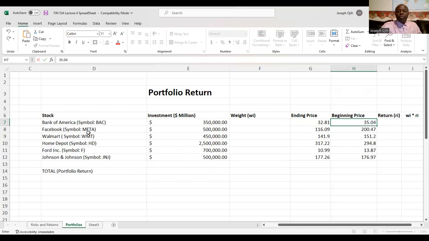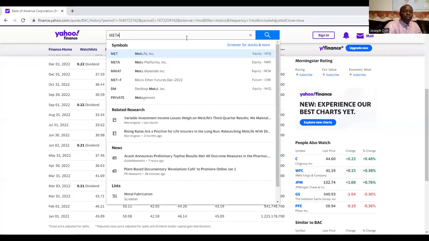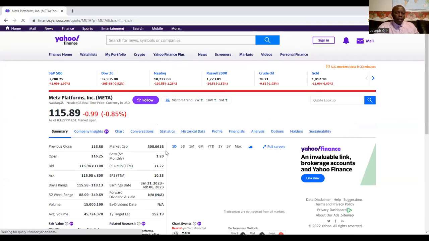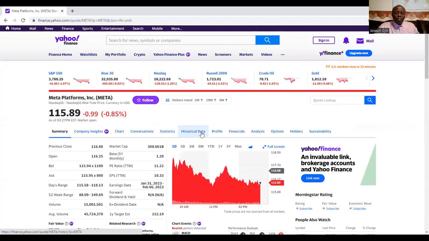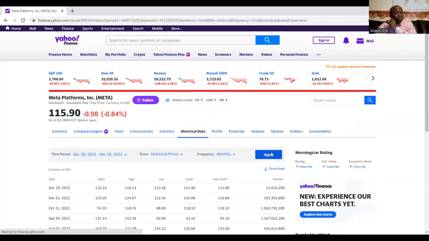This one is the Facebook, which is Meta. I'll look at Meta. Type Meta, which is Facebook. Okay, Meta Platforms. Then I'm going to use the historical data. Again, use monthly price and December 2021 to December 2022. Apply it.